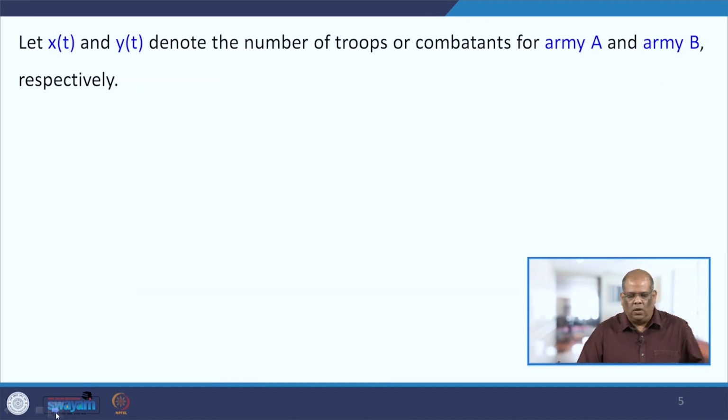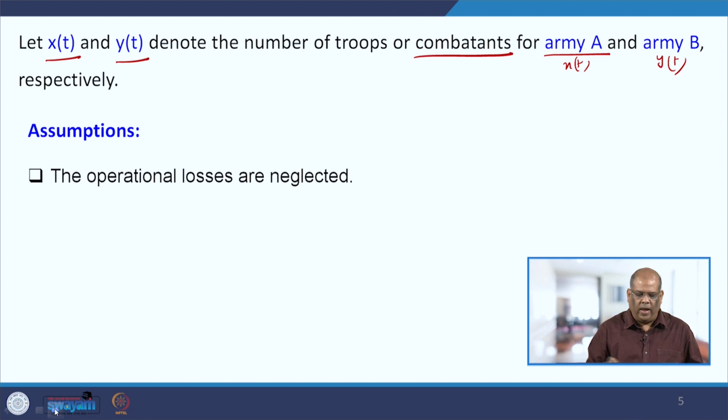Let x(t) and y(t) denote the number of troops, in other words combatants, the persons who are fighting with one another. x(t) is for army A and y(t) is for army B. Now we have to make the assumptions. The very first assumption is that operational losses are neglected.